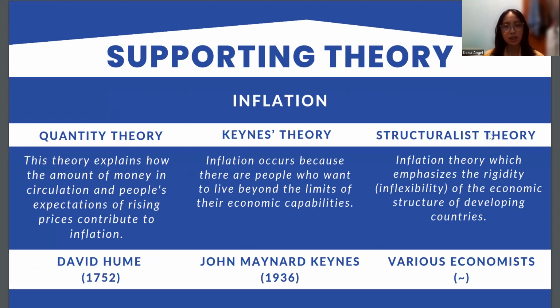The next theory is Keynes' theory. Keynes said that inflation occurs because there are people who want to live beyond the limits of their economic capabilities. It's from John Maynard Keynes, 1936. And the third theory of inflation is the structuralist theory. This theory says that inflation is impacted by the rigidity or inflexibility of the economic structure of developing countries. It's from various economists.